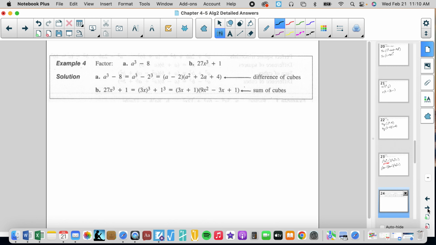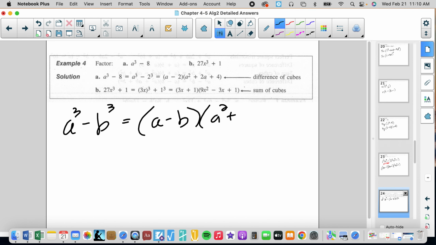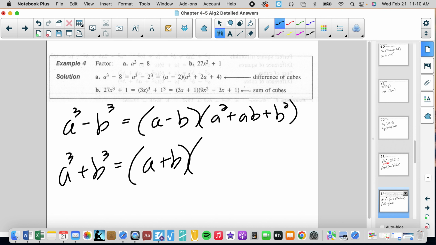So when we have, and we'll use the template, a cubed minus b cubed equals a minus b times the quantity a squared plus, what is it? It's going to be ab plus b squared. Had to think about it for a second. When we get a cubed plus b cubed, that's going to equal a plus b times the quantity a squared minus ab plus b squared, where we find the terms being cubed.